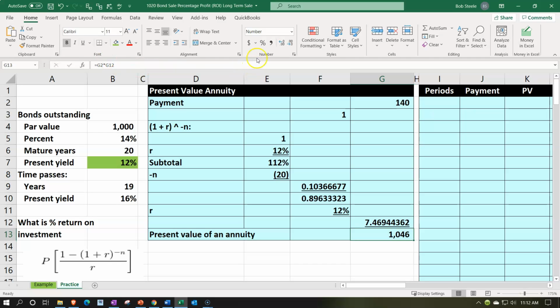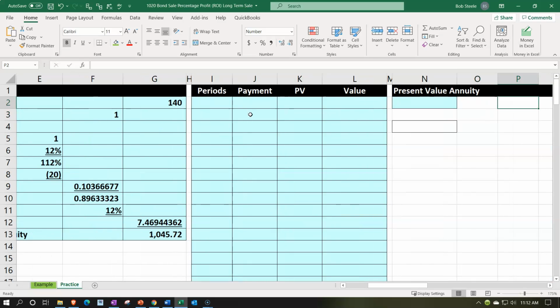Add a couple pennies in the number group, couple cents, 72 cents has been added. So that's going to be the portion of it that's the annuity portion. We then need to do the present value of 1, but before we do that, let's do this annuity portion a few different ways. So I'm going to go over here, do it the easy way, the magic way, the Excel way.